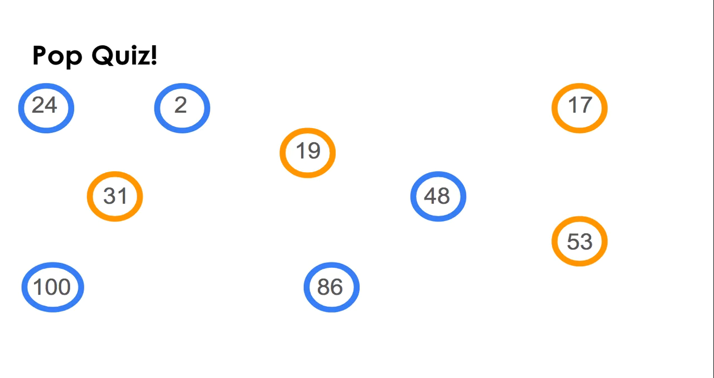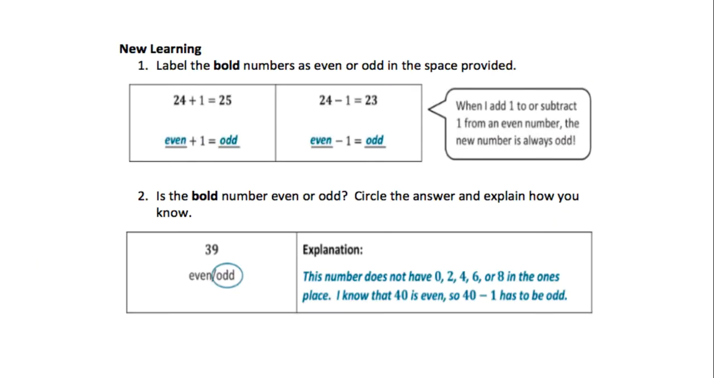Now I'm going to dive into the DCPS packet with you. So if it's in front of you, you must have seen this new learning. It says label the bold numbers as even or odd in the space provided. So we want to label the numbers that we see. 24, we know ends in 4, therefore it is even. 25 ends in 5, therefore it is odd. So 24, even, 25, odd. An even number plus 1 will give you an odd number, always.